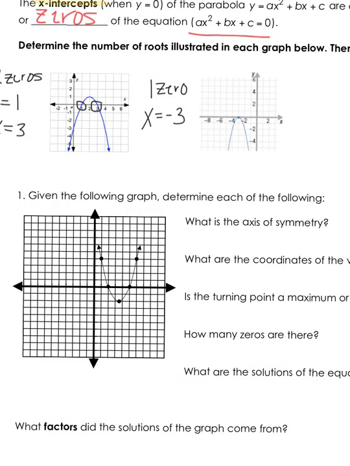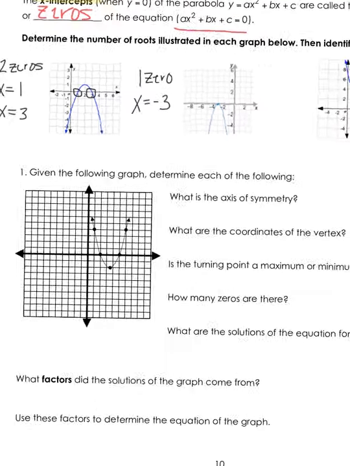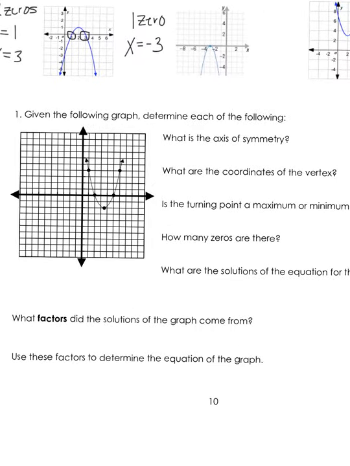Okay, coming down here to number 1. Given the following graph, determine each of the following. So we're starting with the axis of symmetry. And the axis of symmetry, as you've seen already in this packet, is going to be this line right here that cuts the parabola in half. It's a vertical line, so remember, it's going to be an x equals. And you can see that that's right in between those two values on the x-axis. So we're going to count over. 1, 2, 3.5 is where that line is. So x equals 3.5.